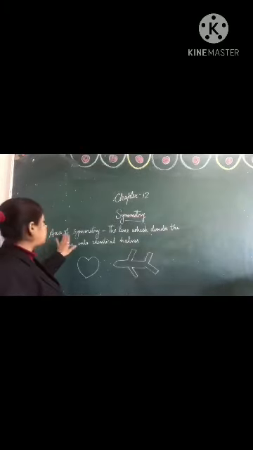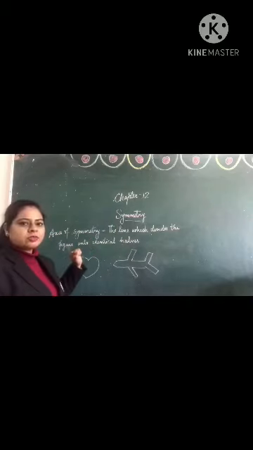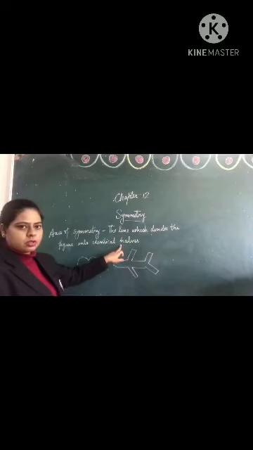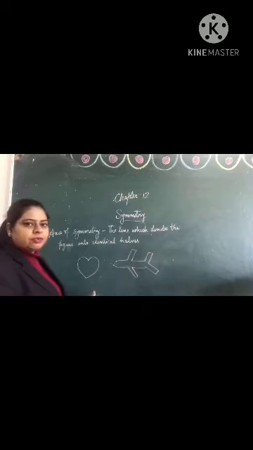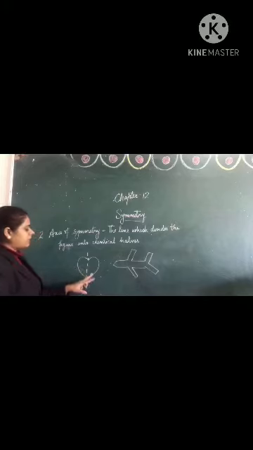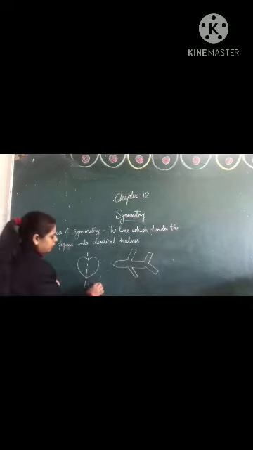Definition: axis of symmetry. What is axis of symmetry? It is the line of symmetry, the line which divides the figure into two identical halves. The line which divides any figure into similar parts. If I divide this figure in two equal parts, this line of symmetry, this is called line of symmetry.